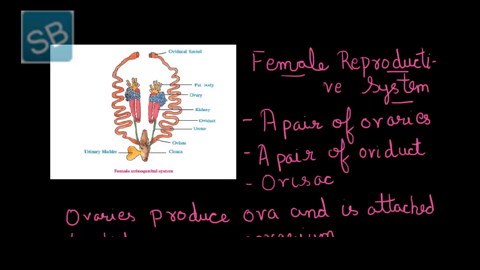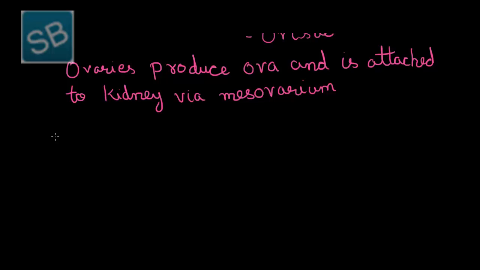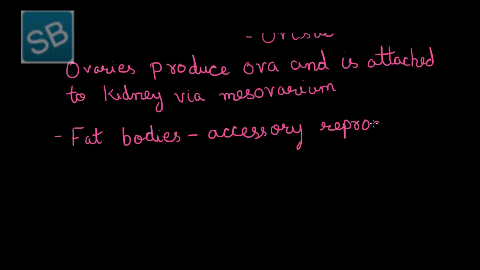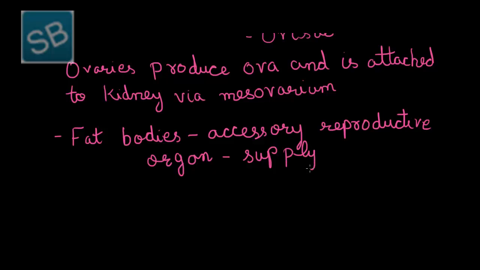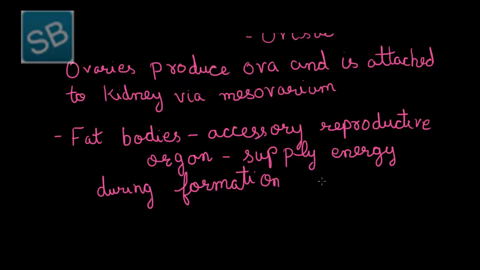The female also has fat bodies that act as accessory reproductive organs and help in supplying energy during formation of gonadal cells. This was all about the male and female reproductive system.